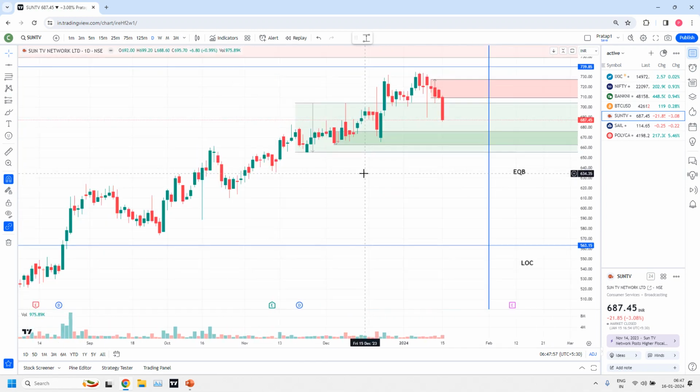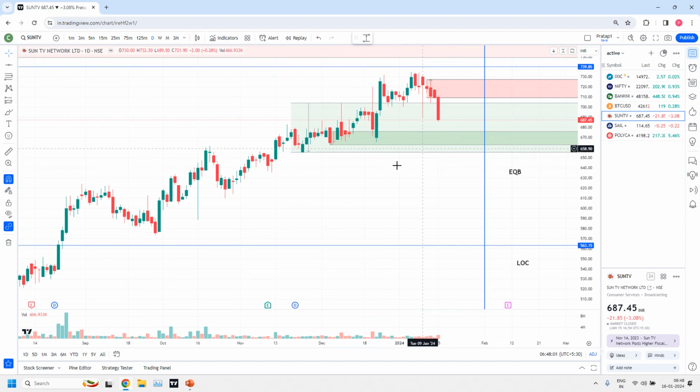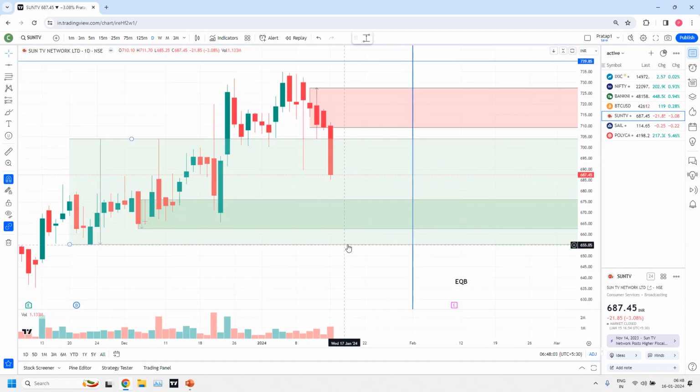Now let us limit our focus to our LTF demand zone and LTF supply zone. So this is going to be your LTF demand zone. Prices are nearing this LTF demand zone. So definitely we can plan a long trade in this zone.